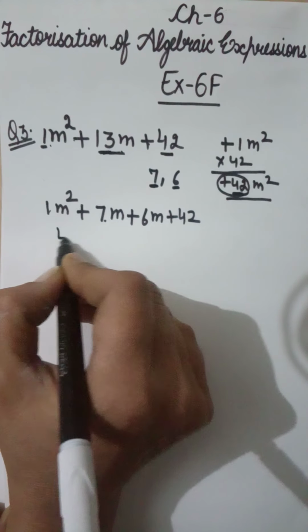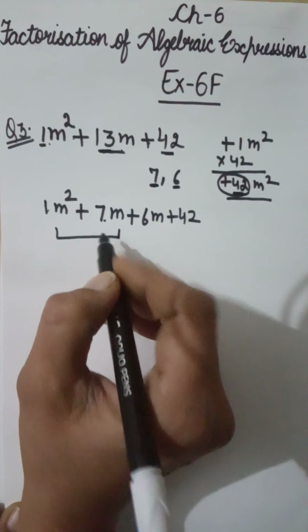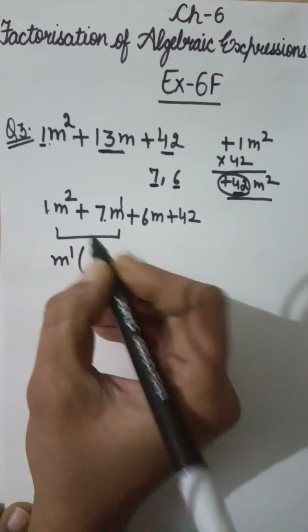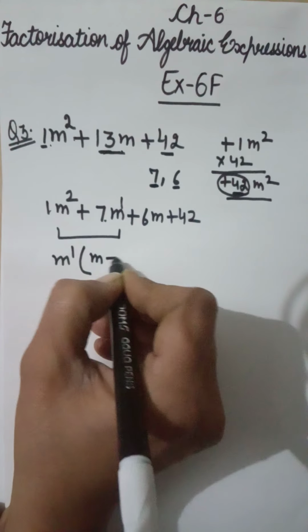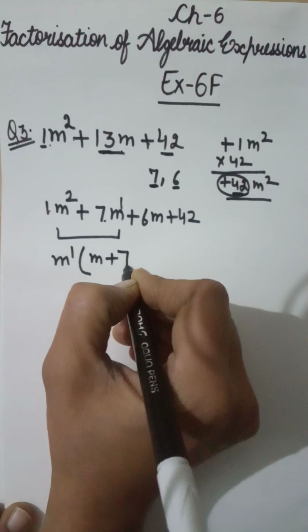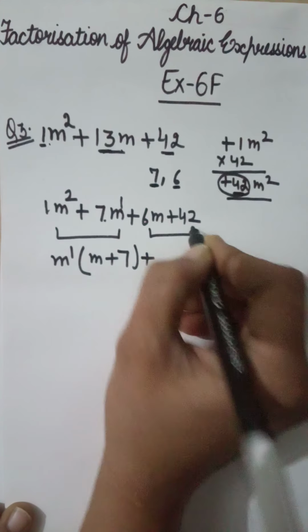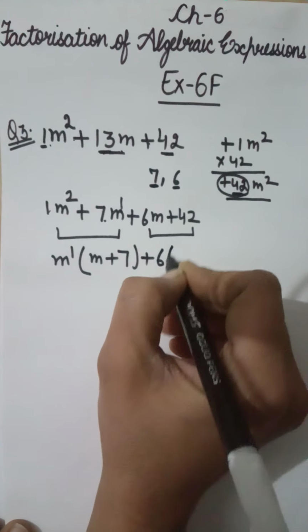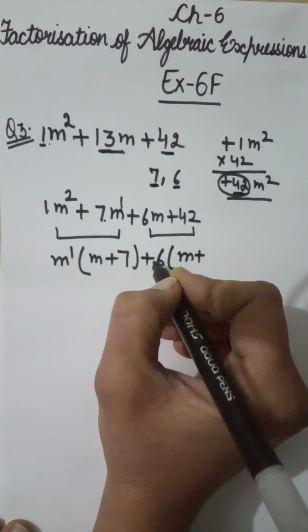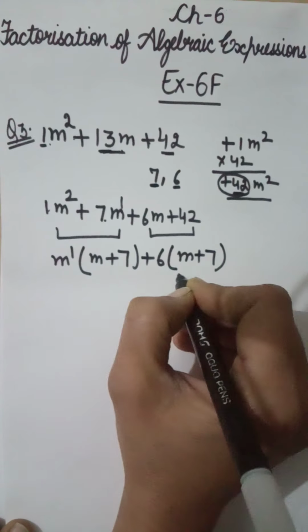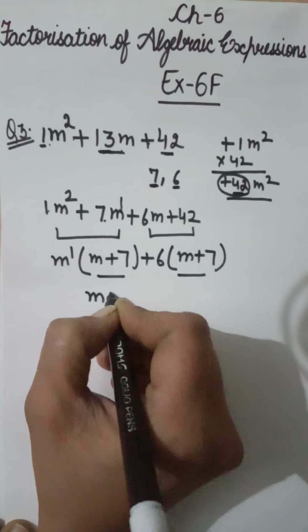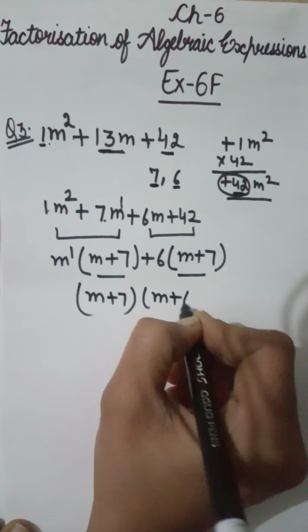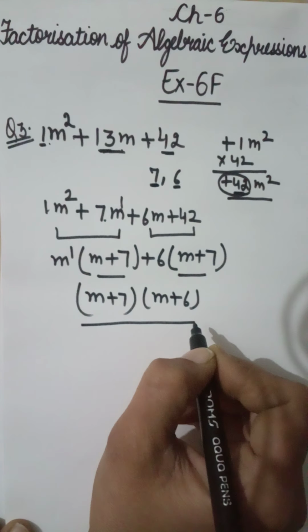Now after this we will take common from these two terms. Here m is common. Now what is left? m plus 7 is left. Plus from these two terms 6 is common, 6 ones are 6, 6 sevens are 42. Then what is left? m plus 7. Now you can see m plus 7 is common. Then what is left? m plus 6. This is the answer of the question.